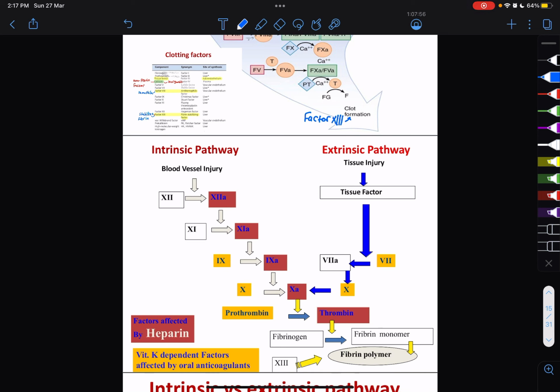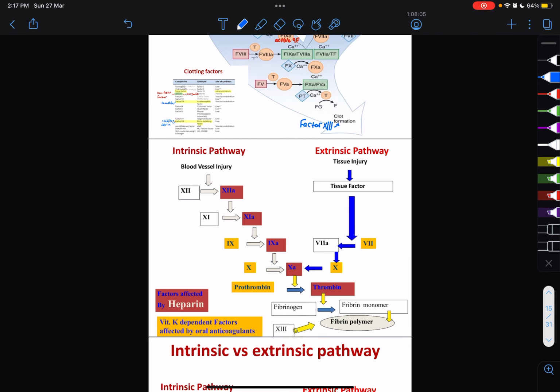Now, the same diagram. Look at that. This is the same diagram again. You might ask, why again? We have done the intrinsic and extrinsic pathway. Now, why are we doing it again? Look at that. The same steps are now shown in an easy way, the same thing. But why are we repeating it?